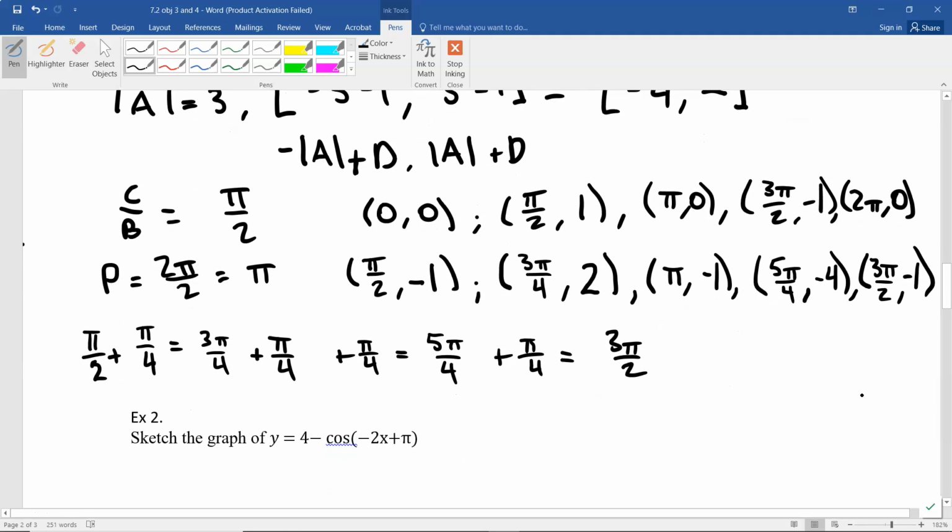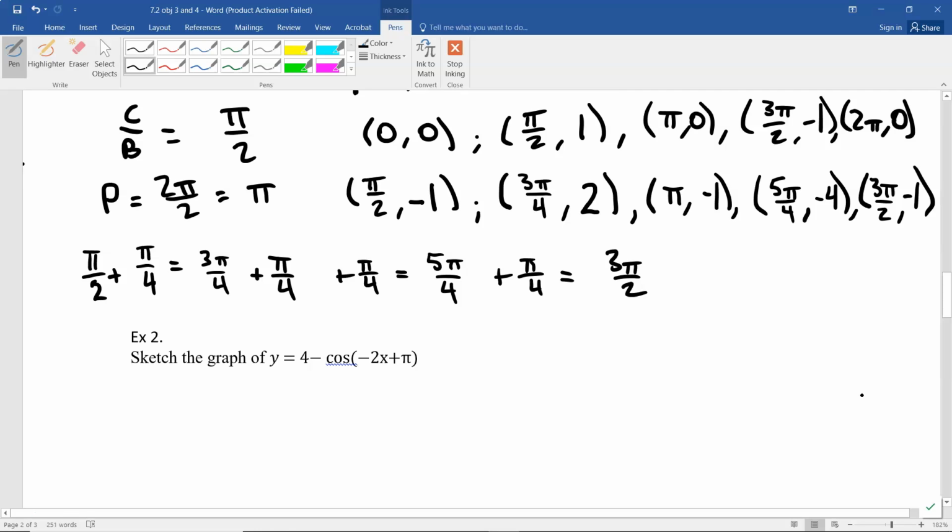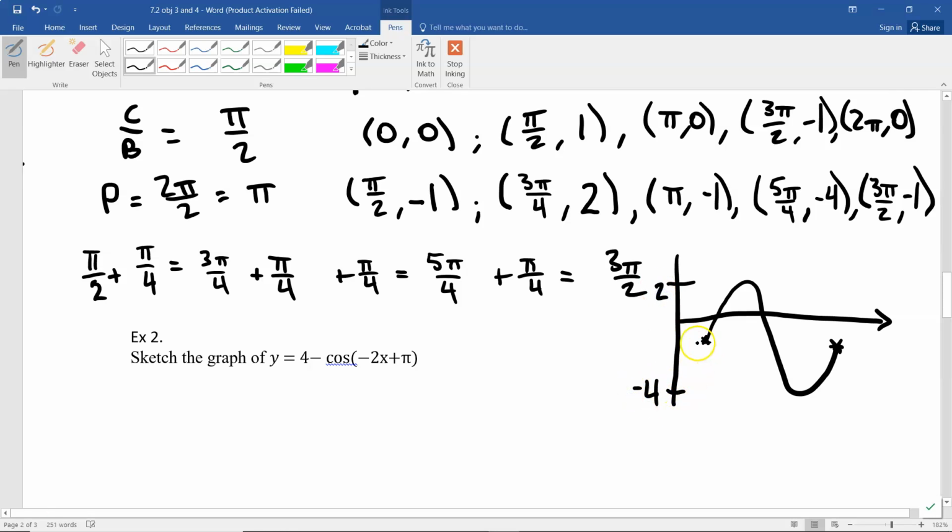So now that we have all the quarter points, we could easily sketch that graph. I can kind of do a miniature version here. So we start at -1, right? Yeah, so we'd start somewhere like here. Where this height would be 2, and this would be -4. This line would be -1. And that's what our graph would pretty much look like.